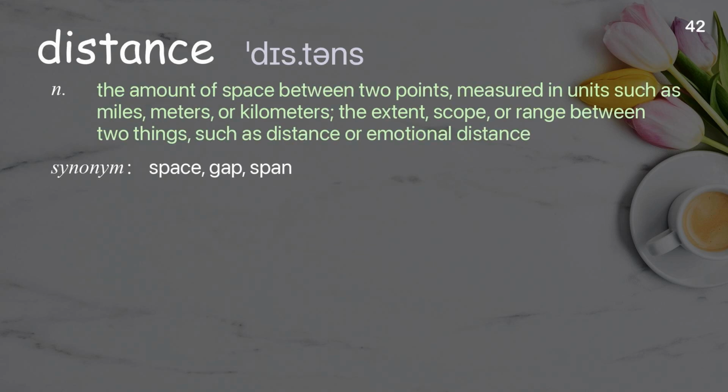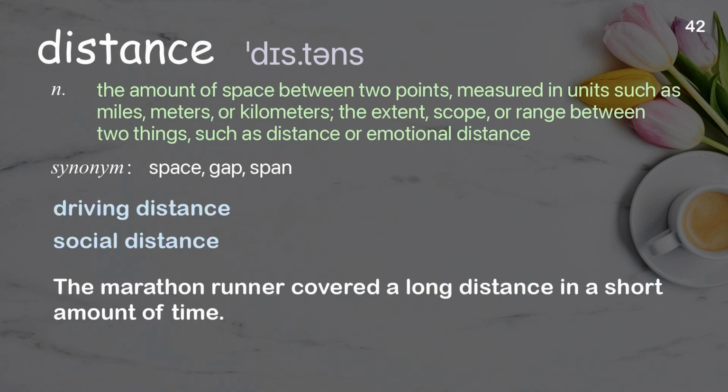Distance. The amount of space between two points, measured in units such as miles, meters, or kilometers; the extent, scope, or range between two things, such as physical distance or emotional distance. Examples: Driving distance, social distance. The marathon runner covered a long distance in a short amount of time.